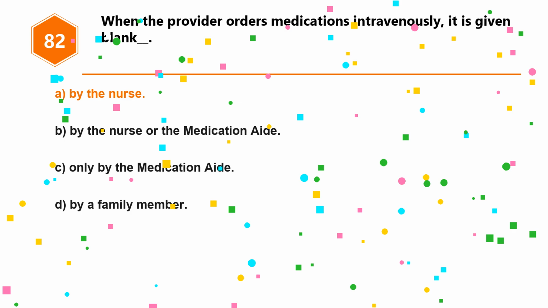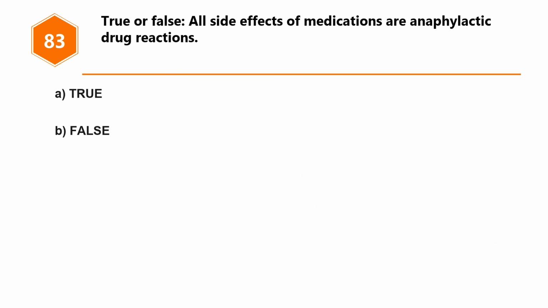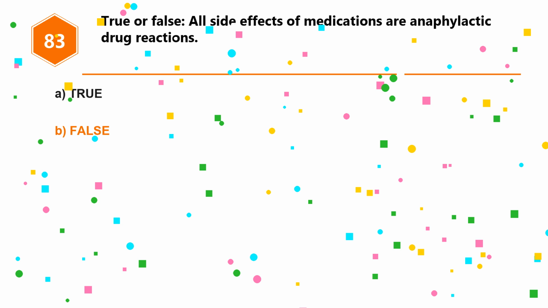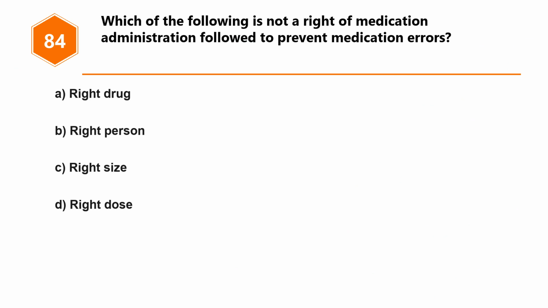The correct answer is option A. By the nurse. Question 83. True or false, all side effects of medications are anaphylactic drug reactions. Option A. True. Option B. False. The correct answer is option B. False. Question 84. Which of the following is not a right of medication administration followed to prevent medication errors? Option A. Right drug. Option B. Right person. Option C. Right size. Option D. Right dose.